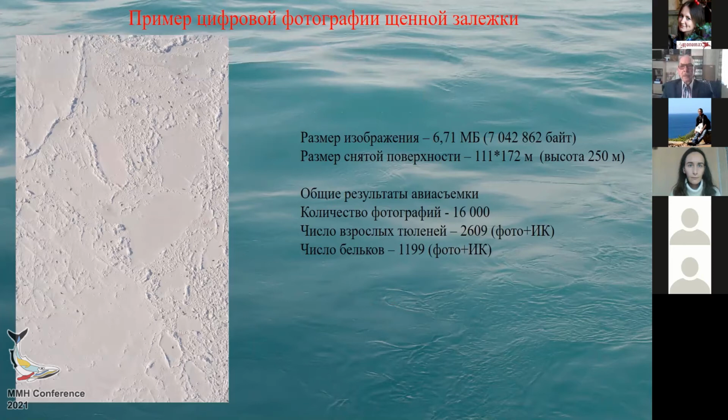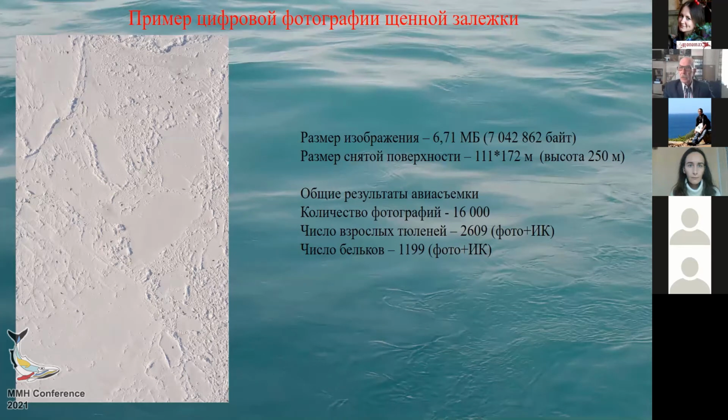Well, first of all, I'd like to explain why we try to use neural networks for counting seals. The visual identification of seals is very complicated and it takes a lot of time. On this slide, you can see a digital photograph made during an aerial survey at one of the breeding areas in the White Sea in 2013.